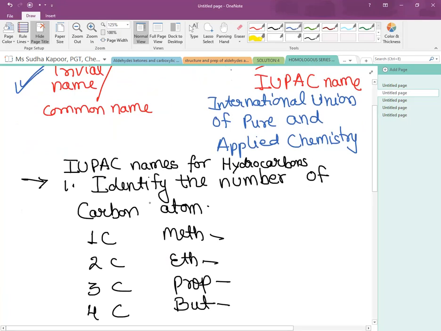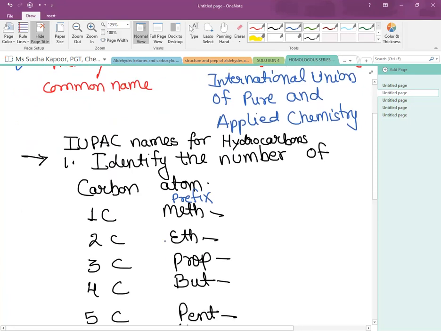For example, if our carbon chain is having 1 carbon, we will give it a prefix of meth. If there are 2 carbons in the given structure, then eth.